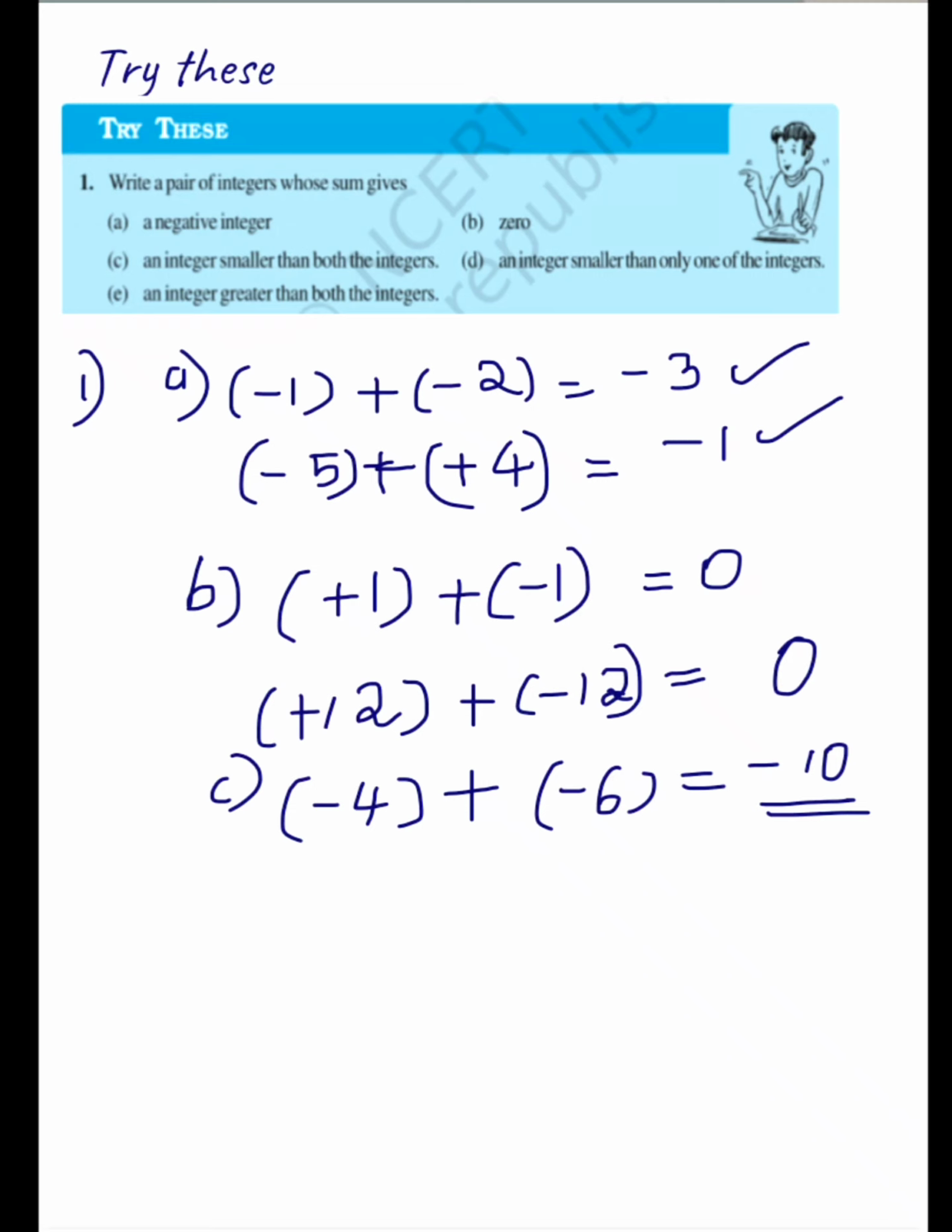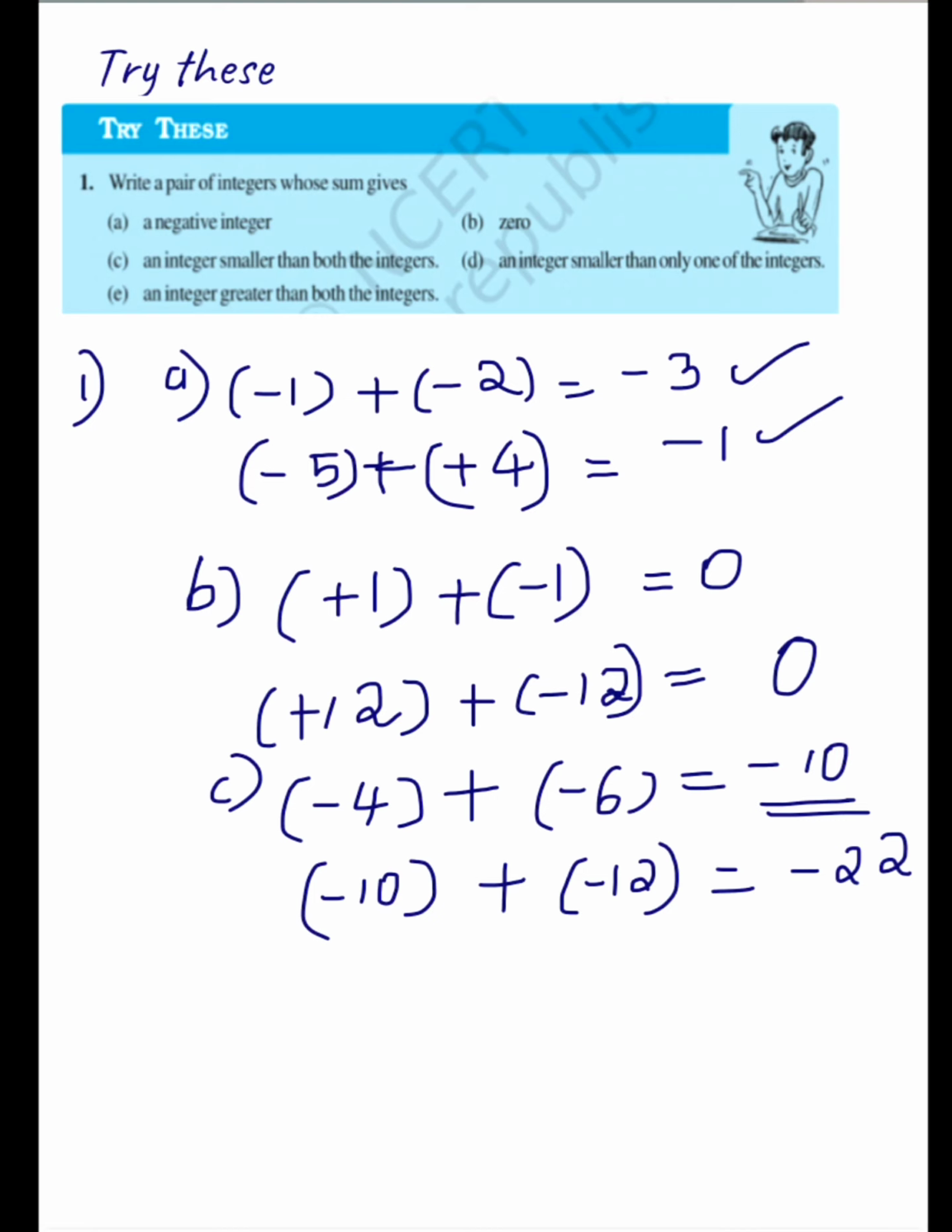You can take any other example. Let's take minus 10, and let's take any other integer which is smaller than minus 10, minus 12. It is smaller than minus 10. Now add them. What will you get? 10 plus 12, it is 22, and put the negative sign. And here minus 22 is smaller than minus 10 and minus 12. Okay, so in this way you have to take the questions.